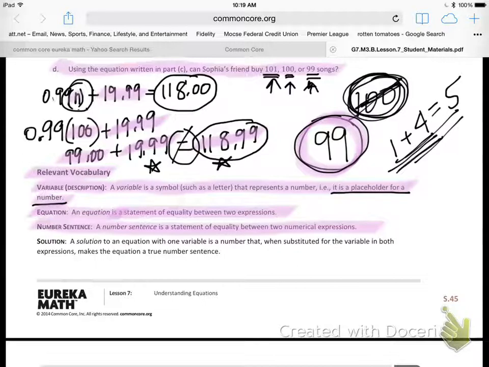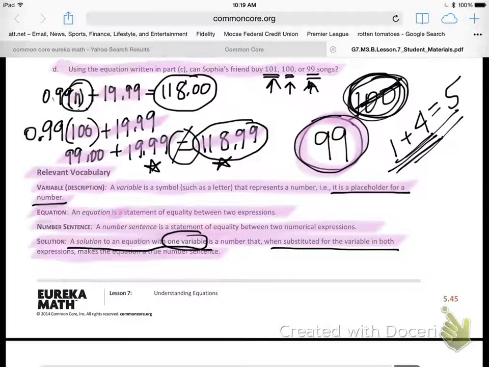Okay? Solution. A solution to an equation with one variable is a number that, when substituted for the variable in both expressions, makes the equation a true number sentence. And again, very specific here: this is a solution to an equation with one variable, because sometimes you're going to have multiple variables, x and y, and maybe several others, but in this case we have one variable we've been working with, and for example here it was n.